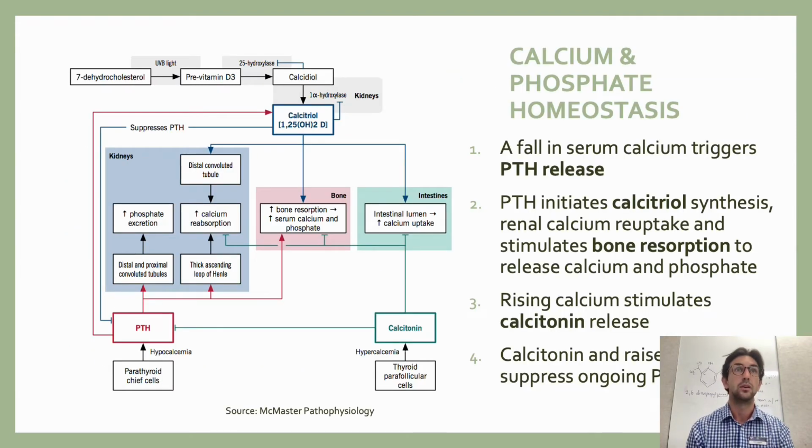So where does it fit in the overall calcium phosphate pattern? You get a fall in serum calcium, which triggers a PTH release from the parathyroid cells of the parathyroid. And then the PTH initiates calcitriol synthesis, which triggers renal calcium reuptake and stimulates bone resorption to release calcium and phosphate from bone. And the rising calcium stimulates calcitonin release, and then calcitonin and raised calcitriol suppress ongoing PTH release. So this is the negative feedback mechanism in the calcium phosphate homeostasis pattern.